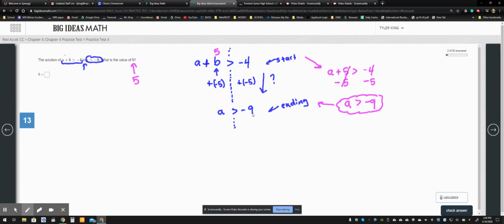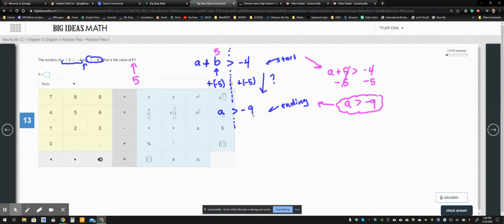Okay, so this is a more complicated question. Gotta make sure you understand that this is our starting point and this is our ending point. Now, how do we get from our starting point to our ending point? And what does that mean about the value of b? So we should be able to check here that our value of b is going to be equal to 5.